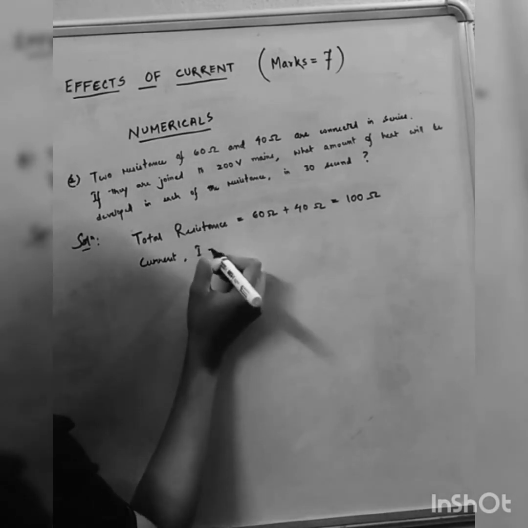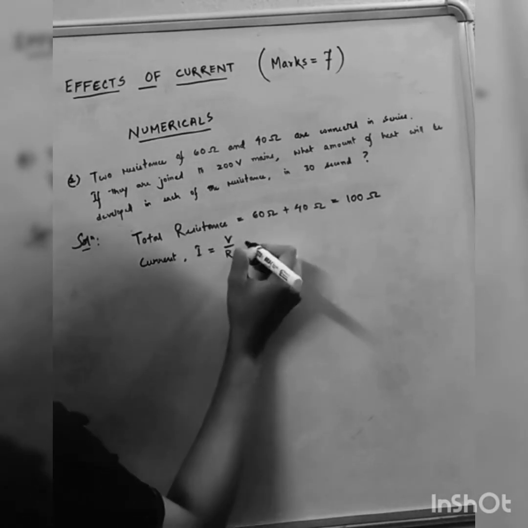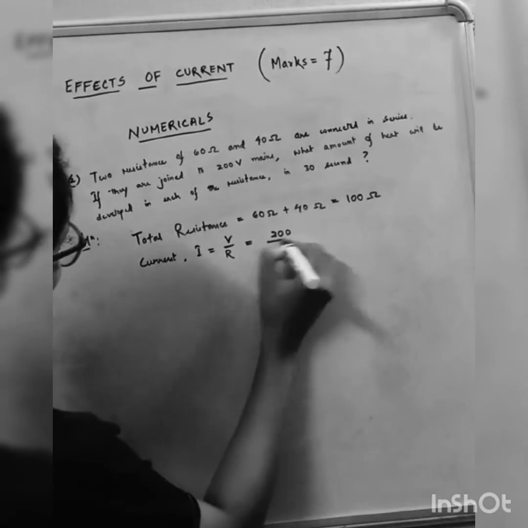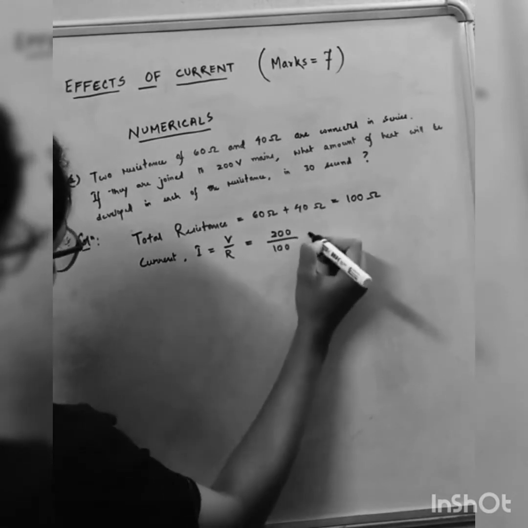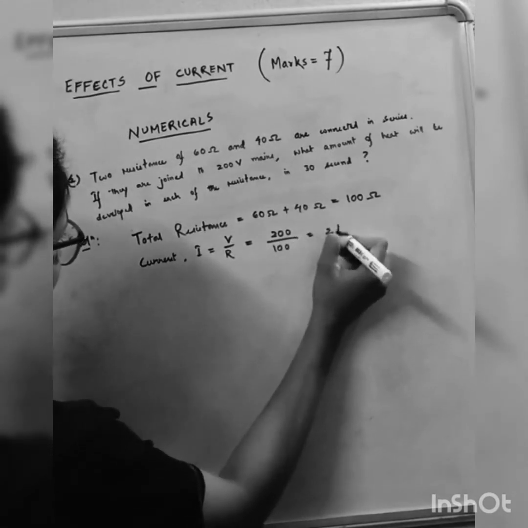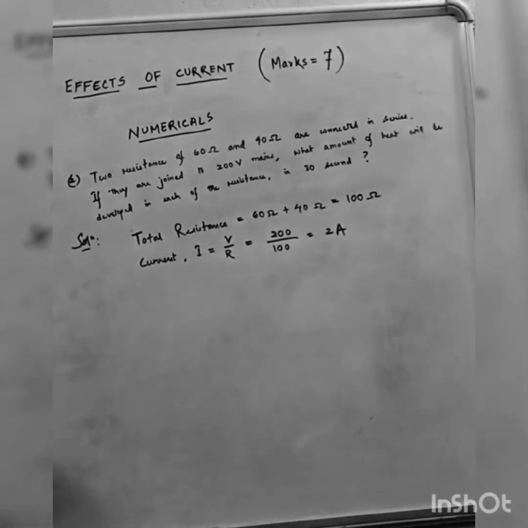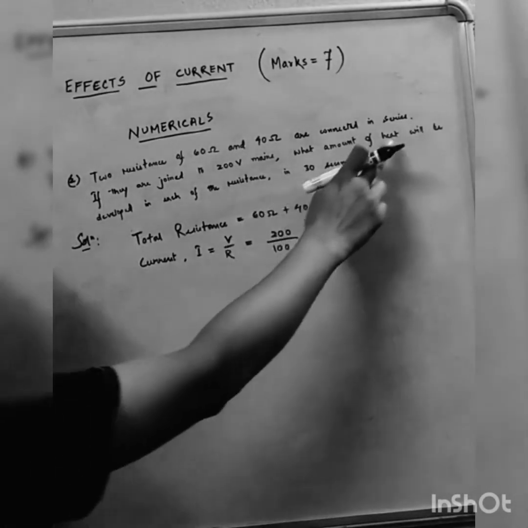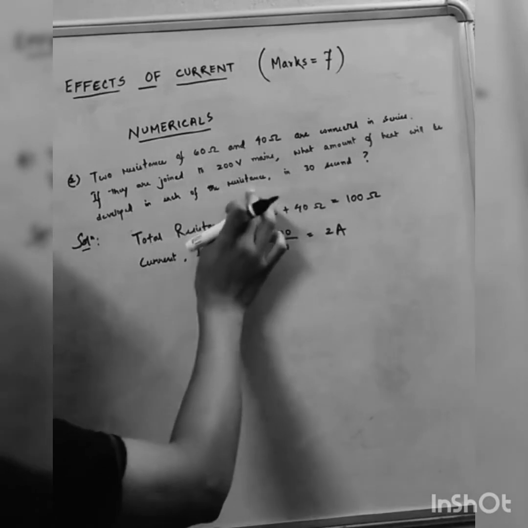The current I will be given by V by R. The voltage is given as 200 volt and the resistance is 100 ohm. So we find that the current flowing through the two resistances is 2 ampere. Now we have to find out the amount of heat that is developed in each of the resistances.